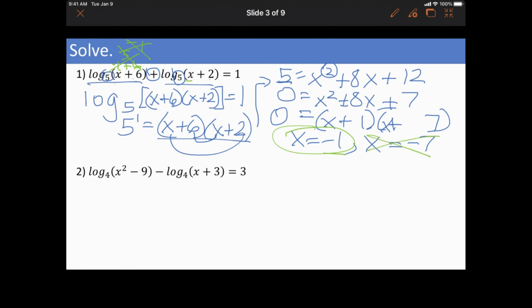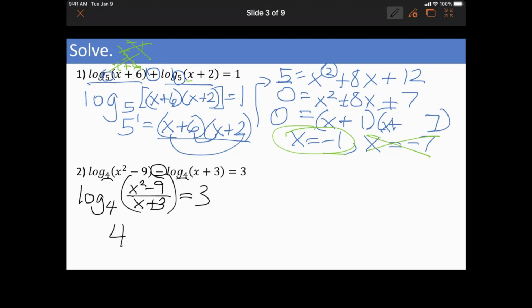All right, so let's do the next one. So if we're looking at this one, now I have subtraction. So again, I have 2 logs on the left, none on the right. So subtraction is division. So I'm going to use the same base, so it's 4, x squared, condensing into 1 single log. So then I'm going to rewrite it as an exponential equation. There you are.